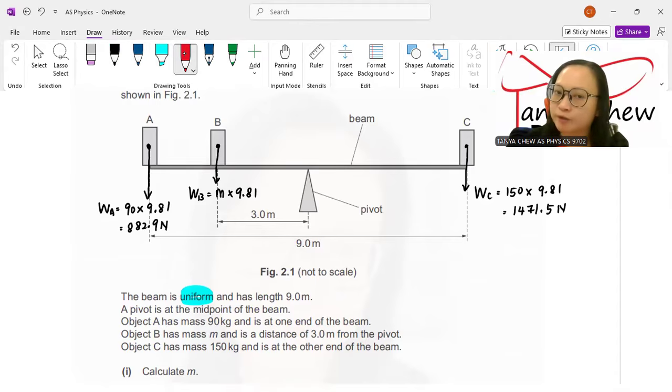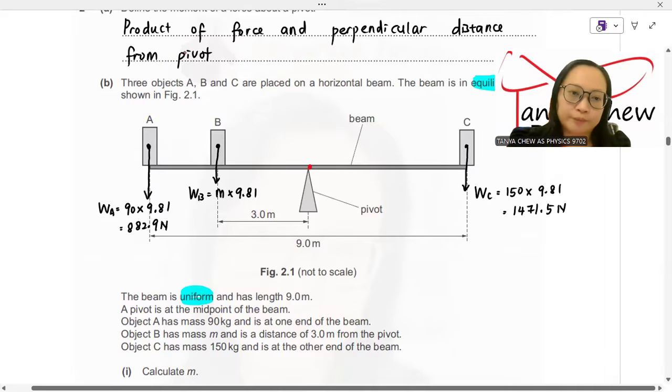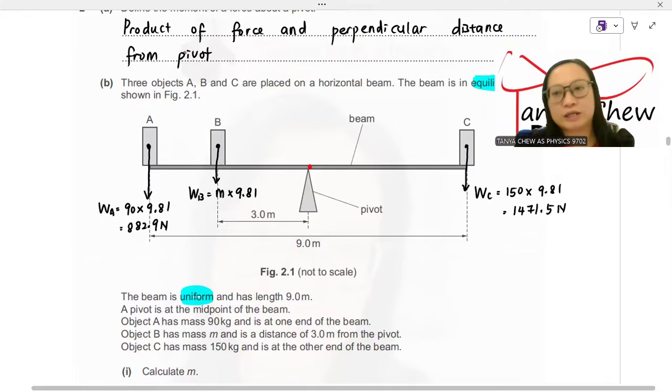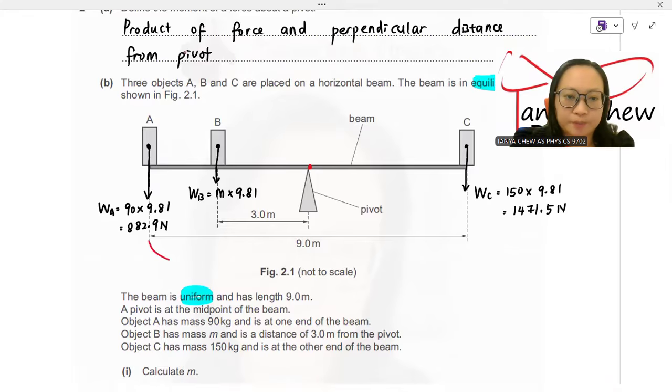Now, I would like to identify whether these forces are producing clockwise or anti-clockwise moment. Pivot is here. Look at A. The weight of A is going downwards, and while going downwards, it will turn towards the pivot. This is called the anti-clockwise direction. B is going downwards as well, turning towards the pivot, also in the anti-clockwise direction. C going downwards, it will turn towards the pivot. This is called the clockwise direction.